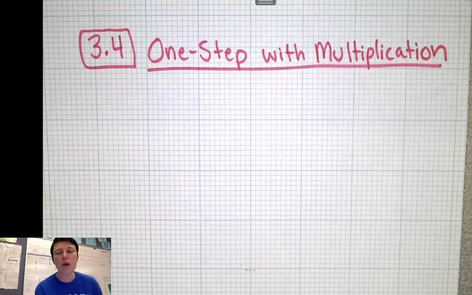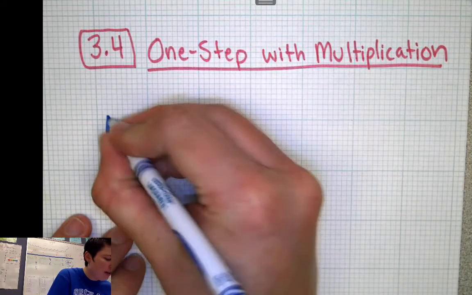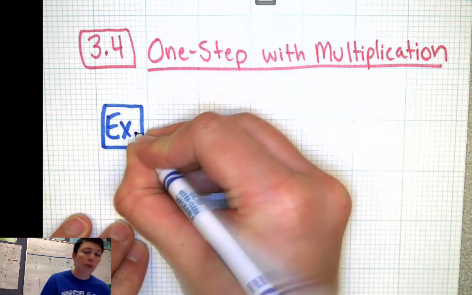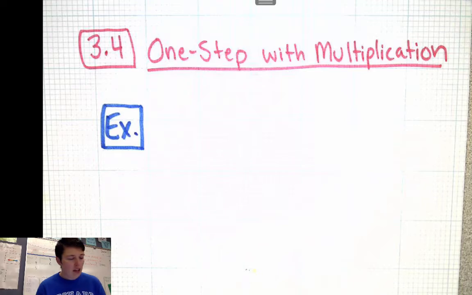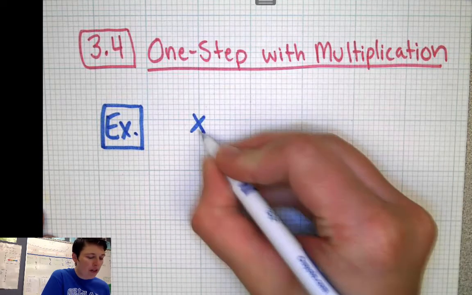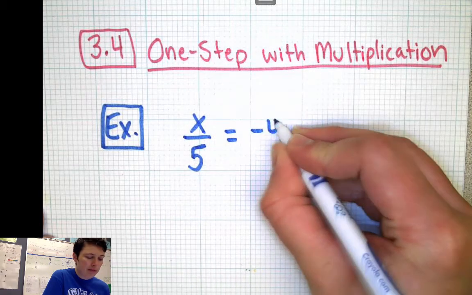Hey guys, okay, so this video is about one-step equations that involve multiplication to solve for the x. So I'm going to show you what that means. And I hope you watched the last video, because the last video was all about one step with division. So let's say we're trying to solve for x. And we know that if x is divided by 5, we get the answer -40.